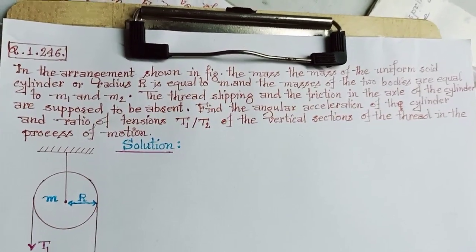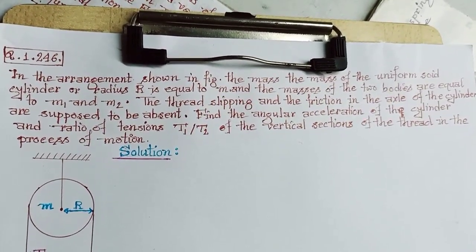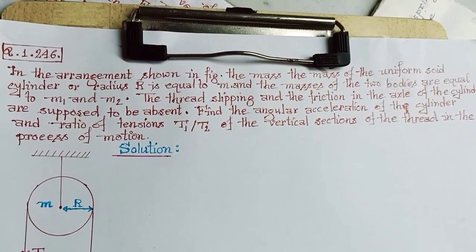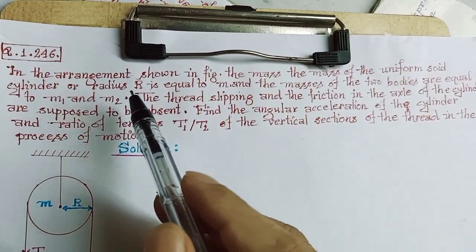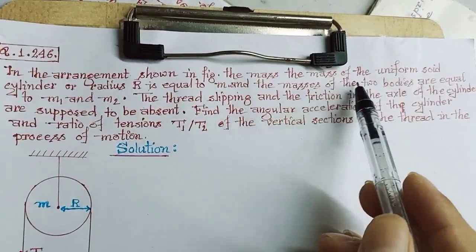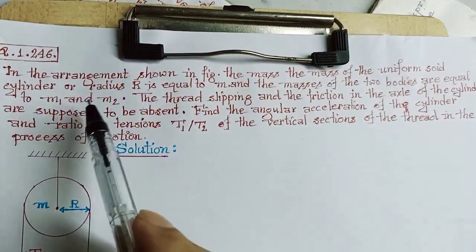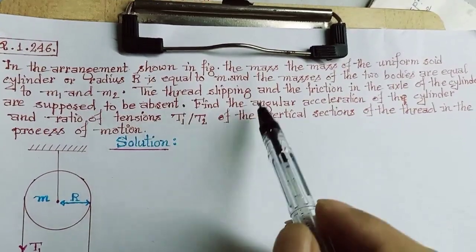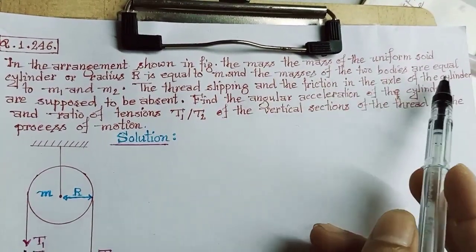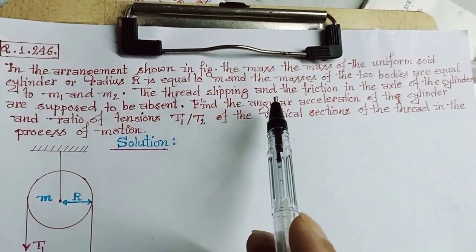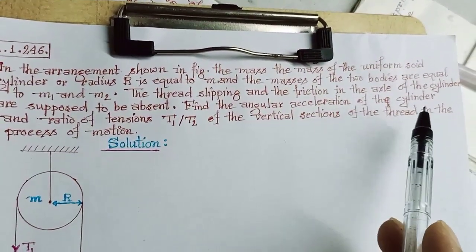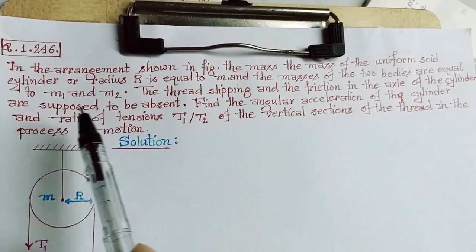Here it is, question number 1.246 from Irodov, Dynamics of Solid Bodies. In this question it is given that in the arrangement shown in the figure, the mass of the uniform solid cylinder of radius r is equal to m, and the masses of two bodies are equal to m1 and m2. The thread slipping and the friction in the axle of the cylinder are supposed to be absent.